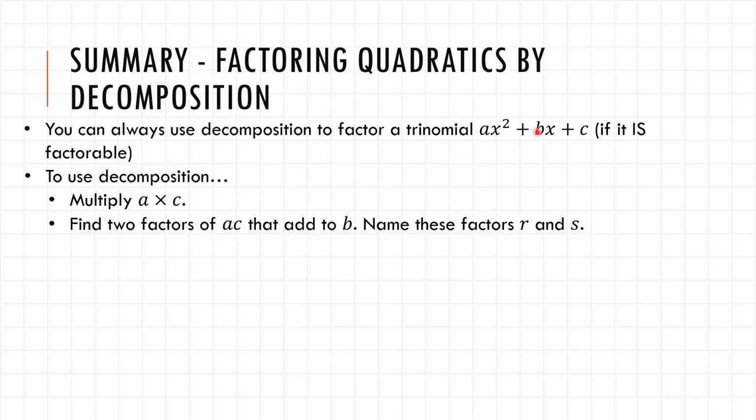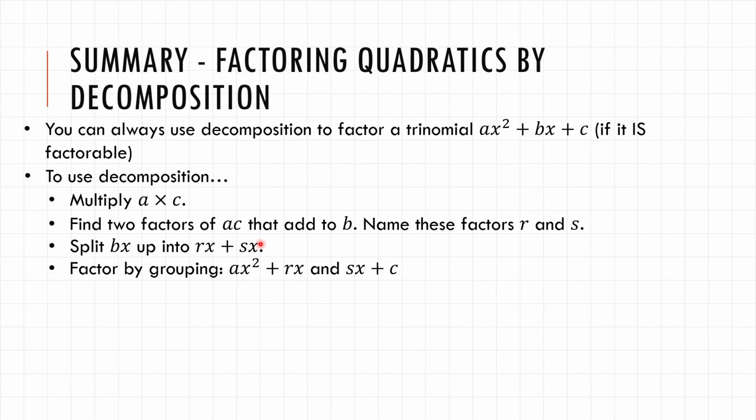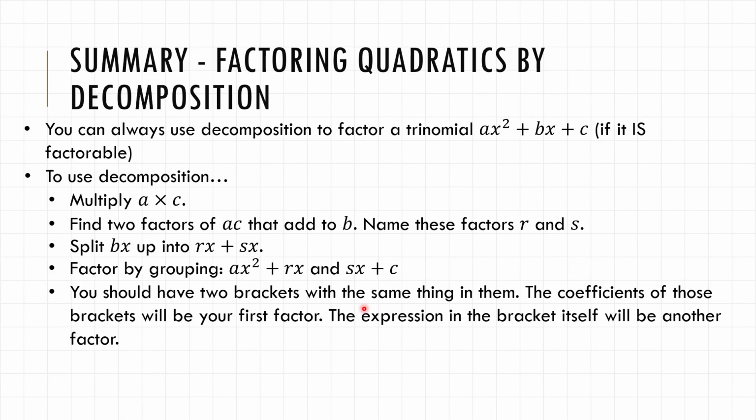And we're going to split bx up into rx plus sx, those two numbers. Then you're going to factor by grouping. So you should end up with ax squared plus rx plus sx plus c. And you're going to take the first two, which are here, and the last two here, and you're going to factor those by grouping them. And you should end up with two brackets that have the same expression in them. That is going to be one of your factors, and the coefficients are going to be the other factor.